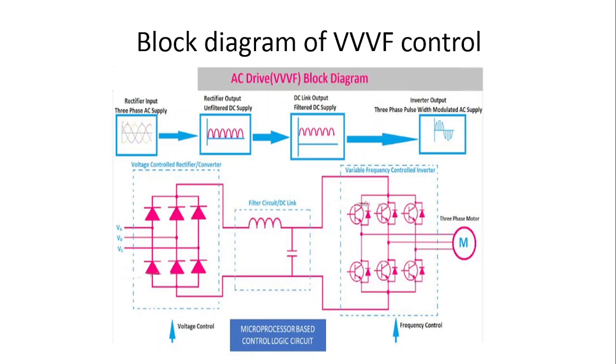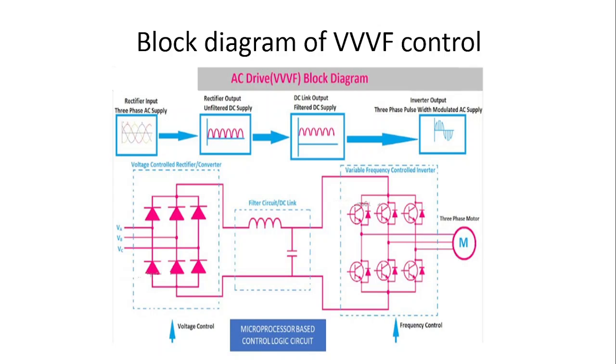Generally, the variable voltage, variable frequency drive has four major components. First is a three-phase rectifier unit. The second part is an intermediate DC link which consists of inductors and capacitors. The third important part is the three-phase inverter unit. And the fourth component is a microcontroller based control logic circuit. Let us see the blocks of a variable voltage, variable frequency drive system one by one.